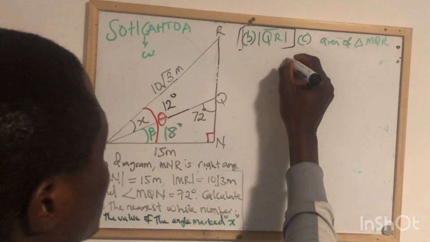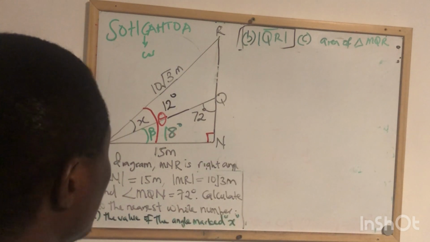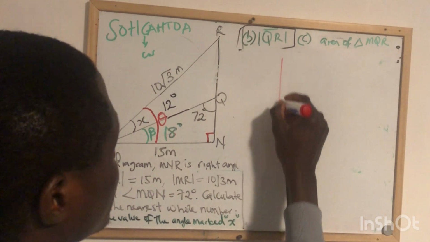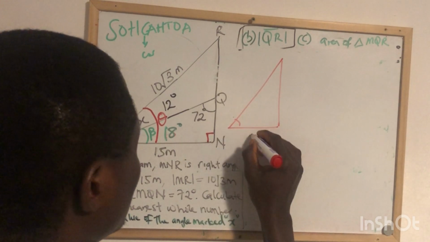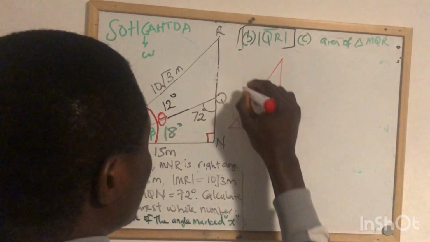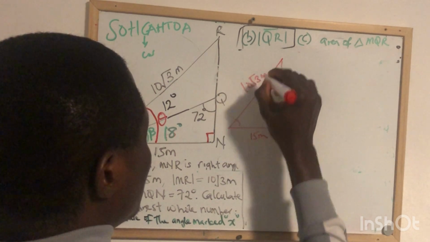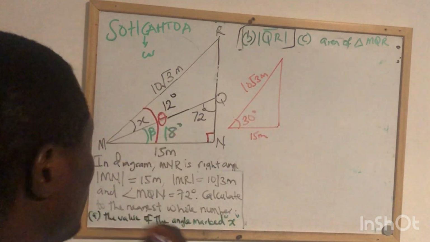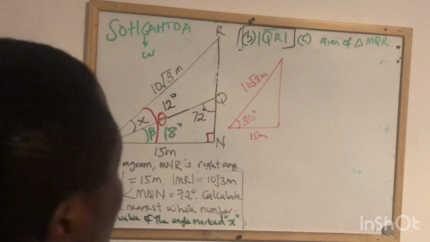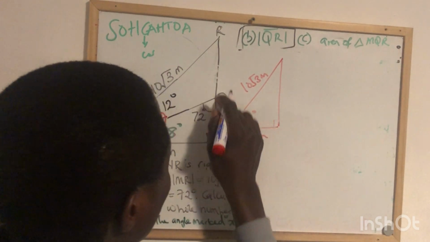So you are still going to draw the triangle again, the bigger triangle, which is the triangle MNR, which I used red biro to draw the other time. Red pen, which is the 15 meter, this is 10√3. And then this angle here, this time around, is 30 degrees because it's going to be the sum of 18 plus 12. And then we need to get QR here.